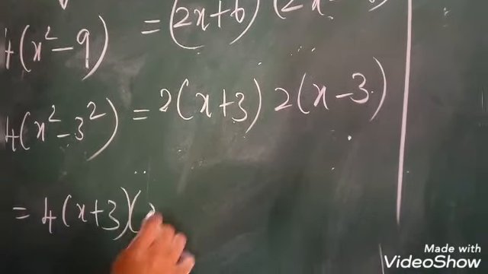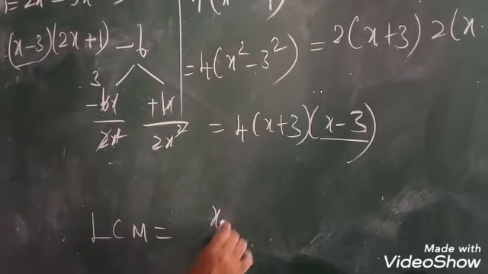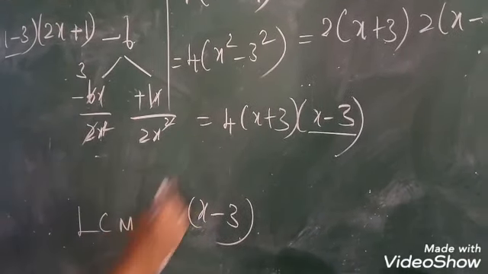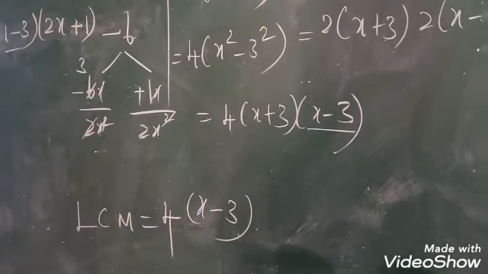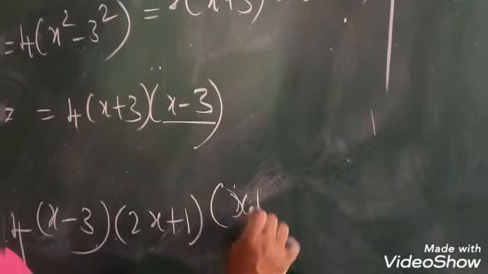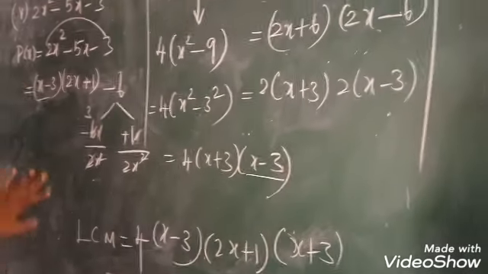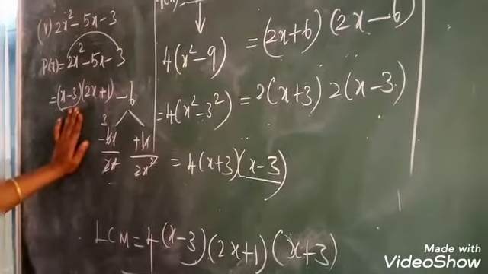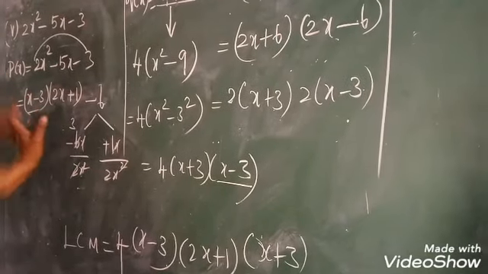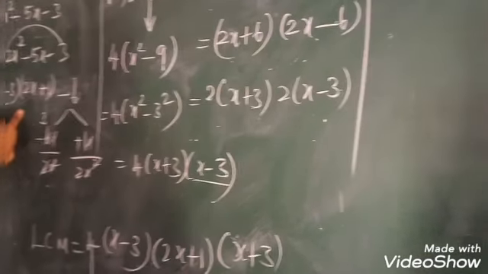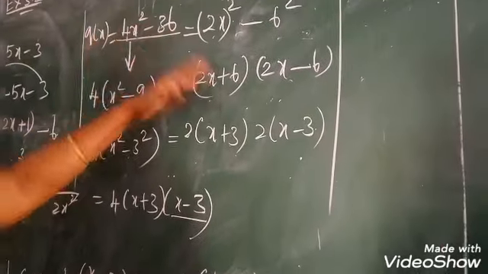Now you have to verify which is common and which is not common. Yes, x minus 3 is the common. Then the number 4 is here but not there, so you take 4 first, then x minus 3. Then 2x plus 1 is not common, and x plus 3 also. These are the factors for the LCM. Now have you all understood, girls? This is one method. For the LCM, first you have to factorize and simplify. For the next one we can use any one method.